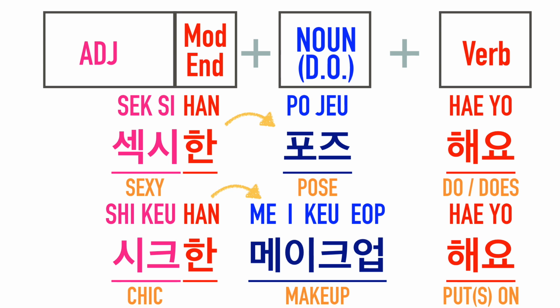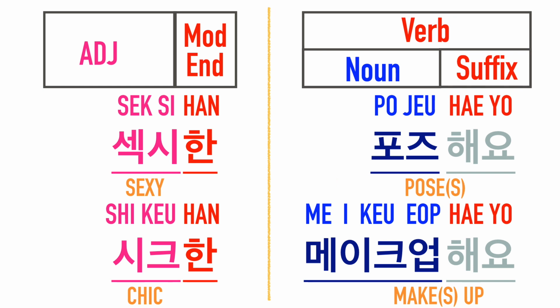But for your information, 포즈 and makeup can be combined with 하다 as well, which is the base form of 해요. In that case, 하다 would be used as a suffix that enables the nouns 포즈 and makeup to be used as verbs, as in to pose and to make up.